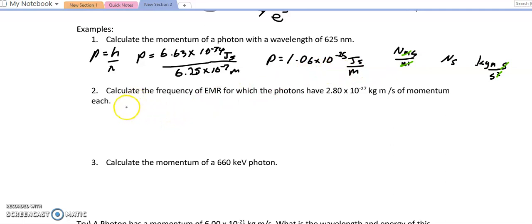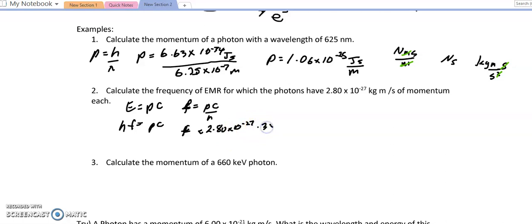Let's take a look at the next one. E is equal to PC. We've been given the momentum. We're actually looking for the frequency, so we're going to substitute in hf, energy of the photon, for E, and we'll divide both sides by Planck's constant. f is equal to PC over Planck's constant, oh sorry, that should be frequency. So we're looking for the frequency. The momentum has been given to us, 2.80 times 10 to the negative 27.